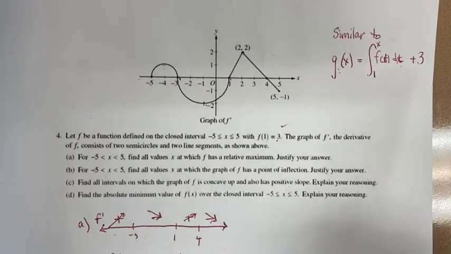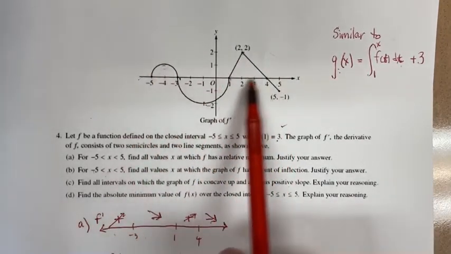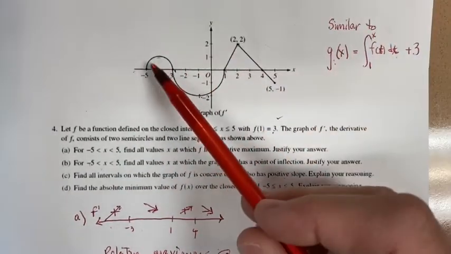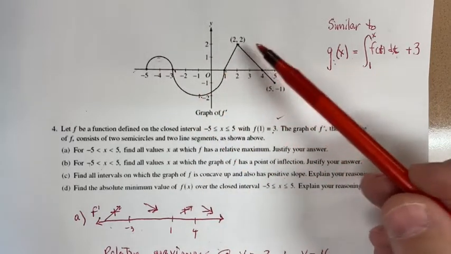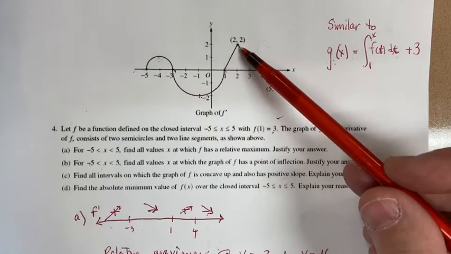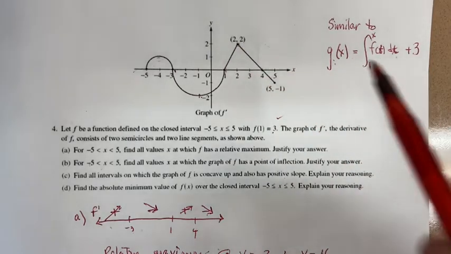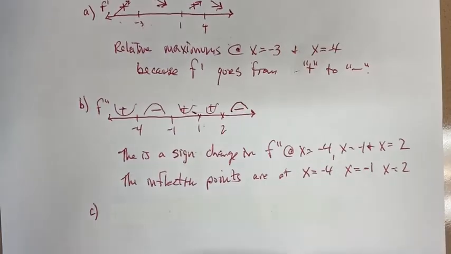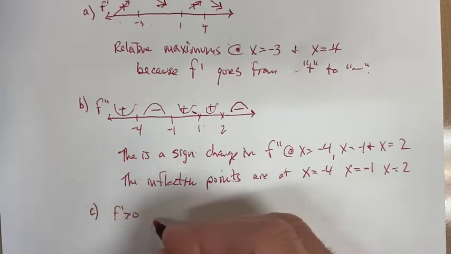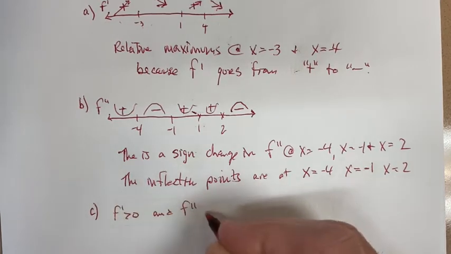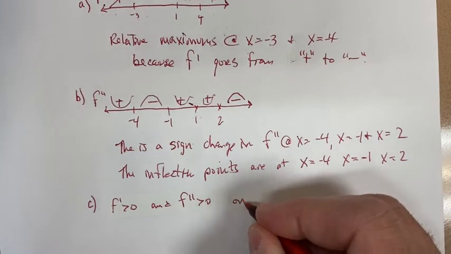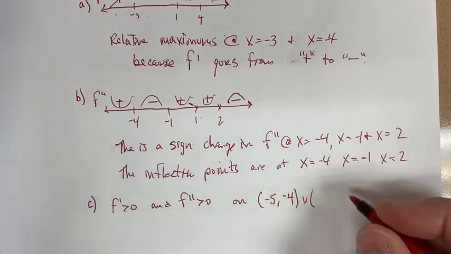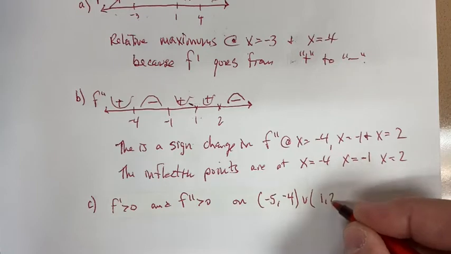On the graph, you can see this pretty easily, because wherever f prime is positive, the function's increasing, or negative, it's decreasing. Whenever the slope of f prime is positive, the function f is concave up. So where it's positive and concave up is from -5 to -4, and from 1 to 2. So f prime is positive, and f double prime is positive on the intervals -5 to -4 and 1 to 2.